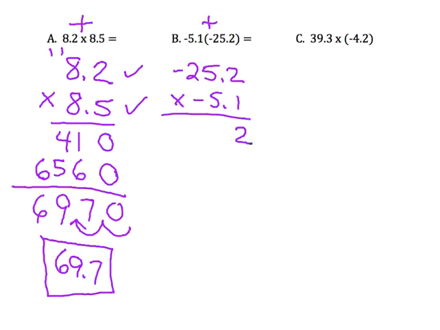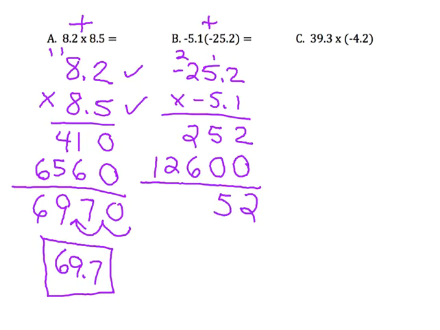2 times 1 is 2. 5 times 1 is 5. 2 times 1 is 2. Bring down a 0. 2 times 5 is 10. Carry the 1. 5 times 5 is 25 plus 1 is 26. Carry the 2. 2 times 5 is 10 plus 2 is 12. Go ahead and add it up on your own. 2, 5, 8, 2, 1. There are 2 decimal places. 2 decimal places. It's positive 128.52.